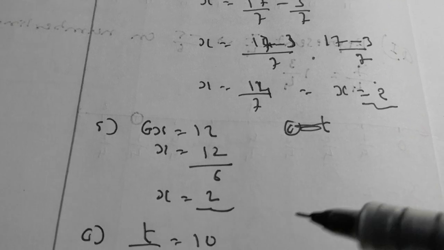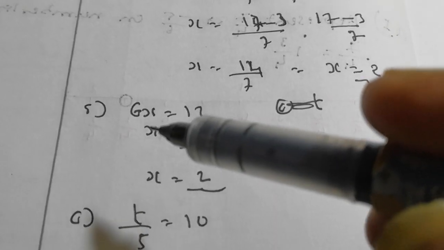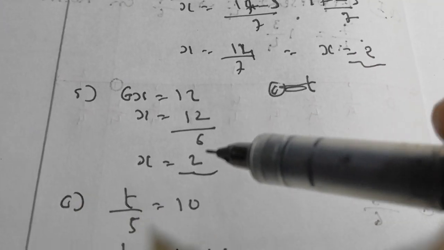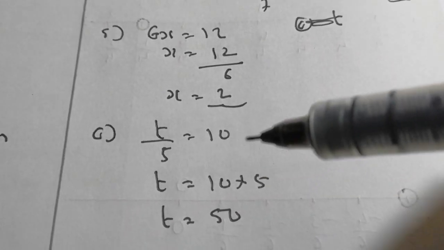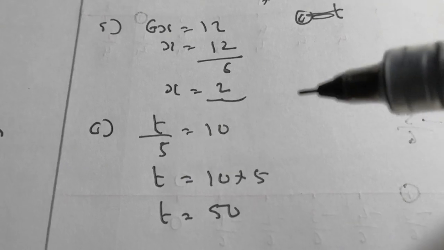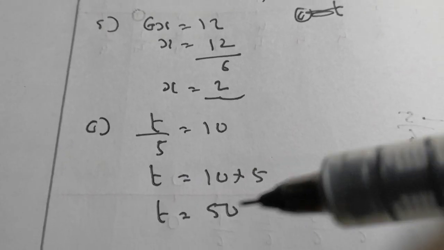So 6x is equal to 12. x is equal to, multiplication comes as division, 12 divided by 6. x is equal to 2. t upon 5 is equal to 10. So t is equal to, division goes as multiplication, 10 multiplied by 5. t is equal to 50.